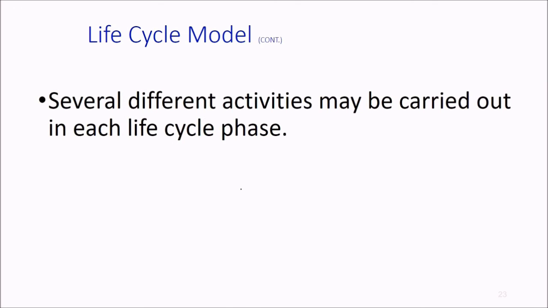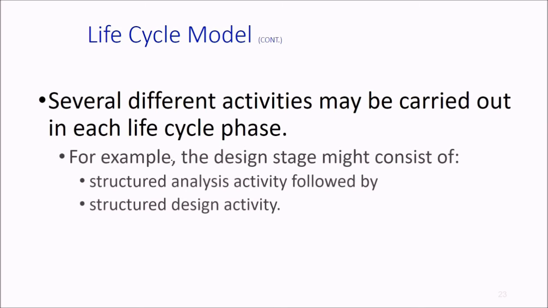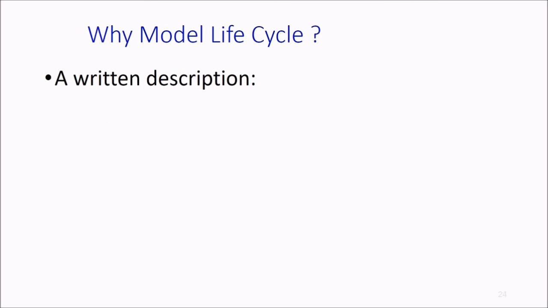So several different activities may be carried out in each life cycle phase. The phase of a life cycle is a bigger picture. Various different activities may concurrently go on. I'm not saying different stages may go on, because there are various life cycle models where various stages can also run concurrently. Well, let me give you an example. The design stage might consist of your structured analysis activity, which may be followed by our structured design activity.